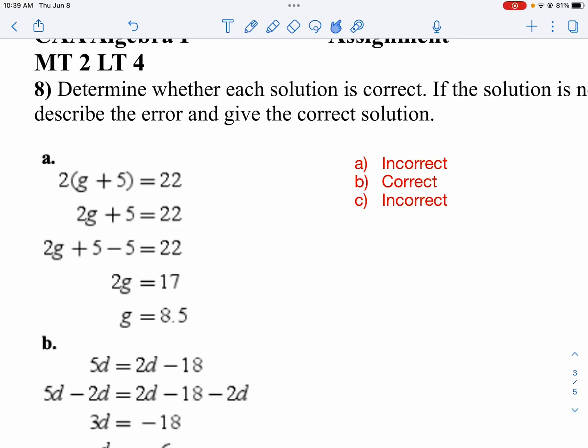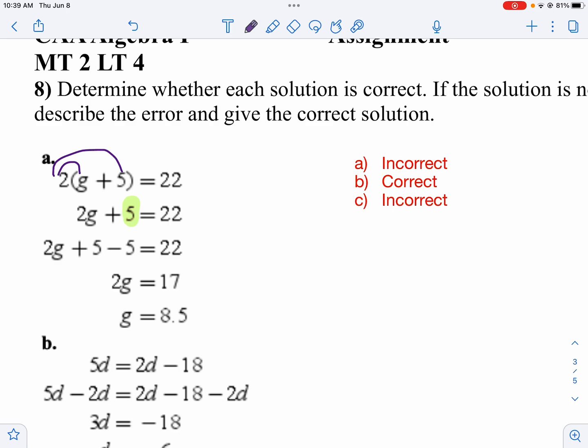On question number 8, we're going to evaluate somebody else's work. So that's going to take some detailed work and thinking when you look at this. On letter A, looks like we're distributing, right? So we take 2 times G, we get 2G. That's correct. 2G times 5, there's our problem.